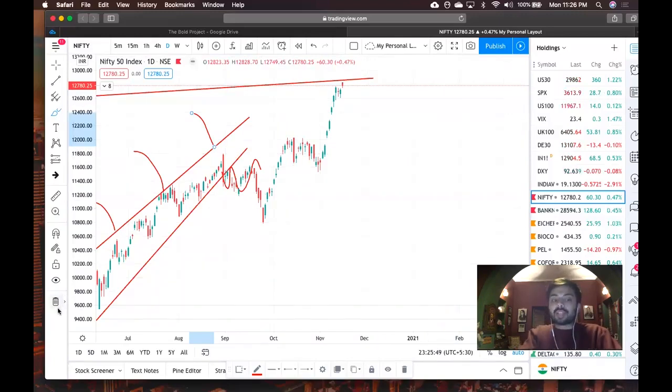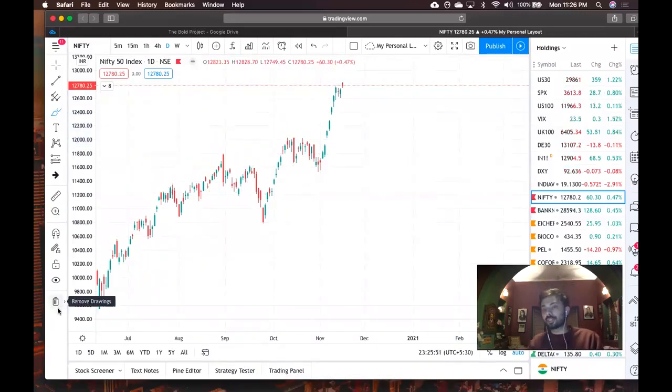So this is about trend lines. I want you to practice this concept and let me know if you have any doubts. If you do, we will take them up in the WhatsApp group or in our live discussion sessions.